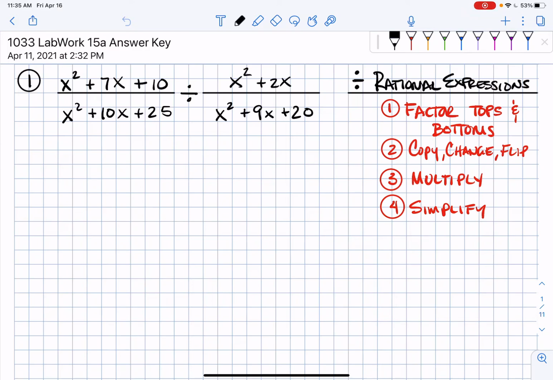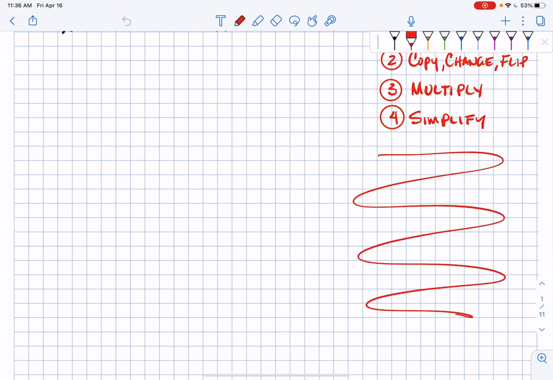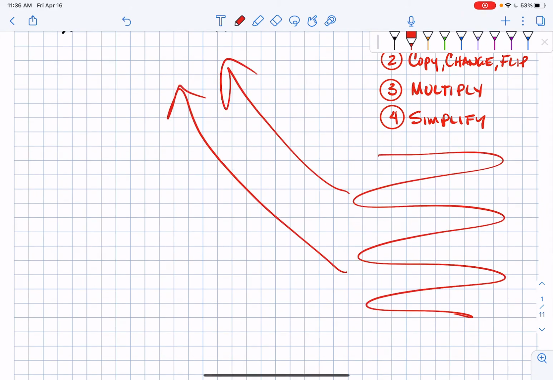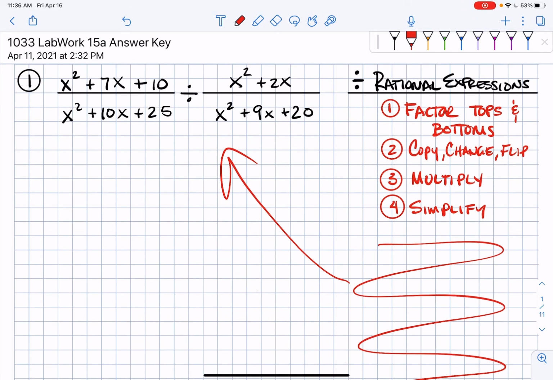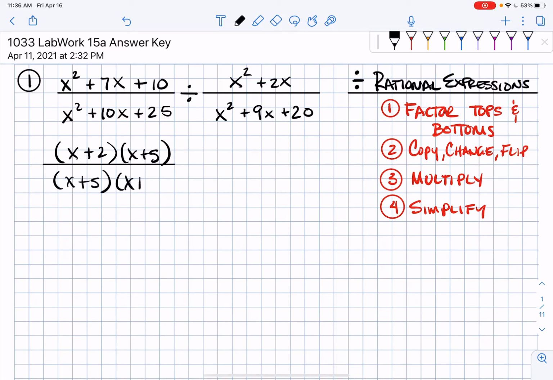The first thing we have to do is factor all the tops and all the bottoms. So let's go ahead and factor. This is something where you may need the AC method, and if you do, you might want to do it to the side and then bring those answers back over to the fraction itself. Something to think about there. The top left-hand corner is going to factor into x plus 2 and x plus 5. The bottom is going to become x plus 5 times x plus 5, divided by.